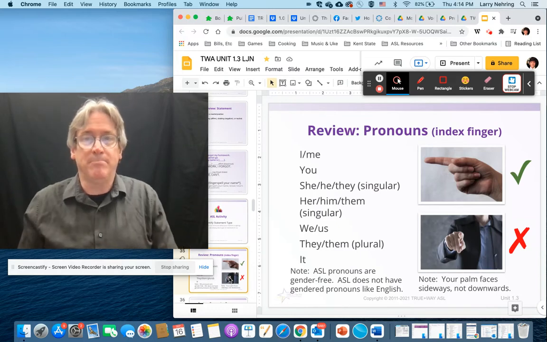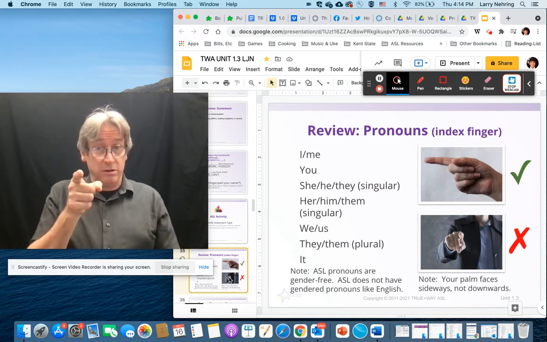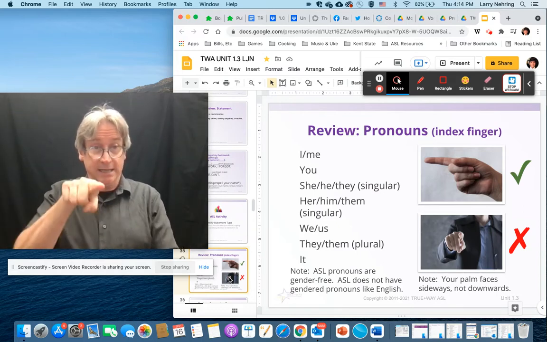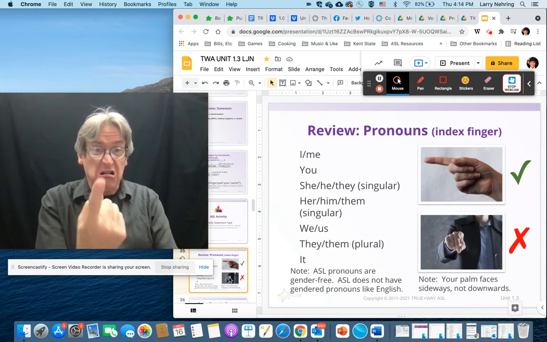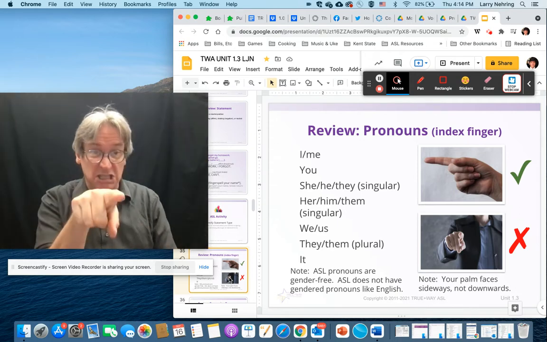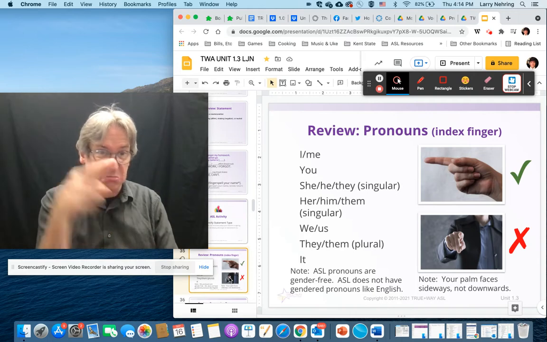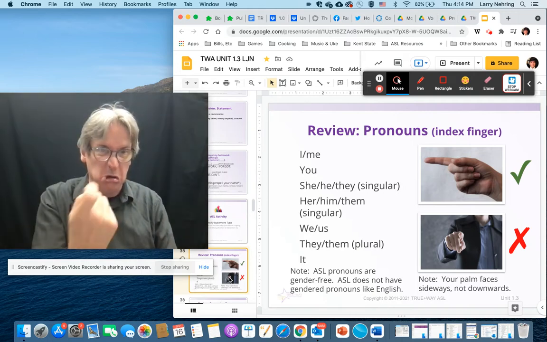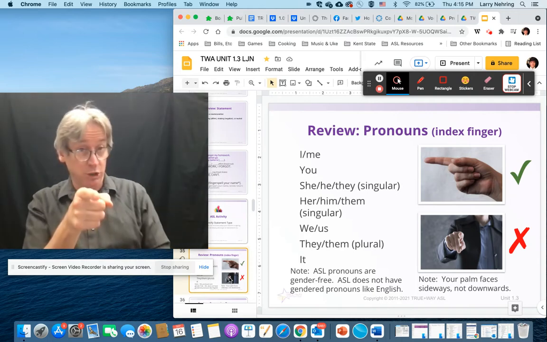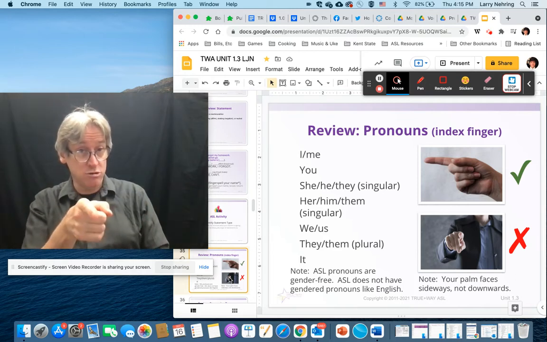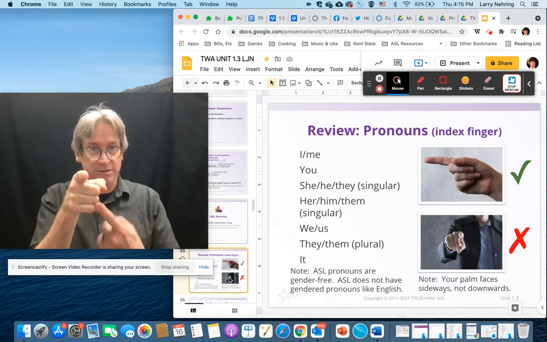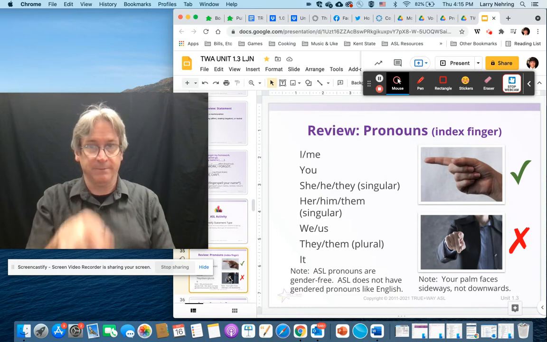Pronouns. One thing they're pointing out is that you point to the person, not at yourself. You come here, that's totally different. That's like hearing gesture. This is you. You happy? So in ASL, we always use this for the conversational side.